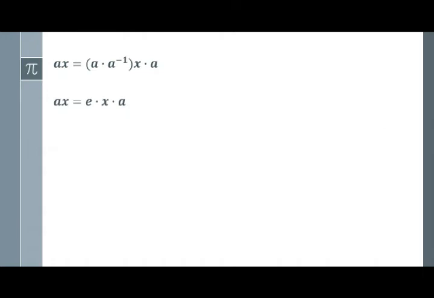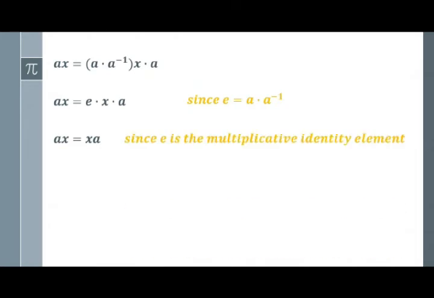AX is equal to E times X times A. Since E is equal to A times A inverse, AX is equal to X times A. Since E is the multiplicative identity element, and anything times an identity element is equal to itself. Thus, we have proved that AX is the same as XA. Hence, A inverse times X is the same as X times A inverse. Then we are done with the second proof. Hope you guys will understand.